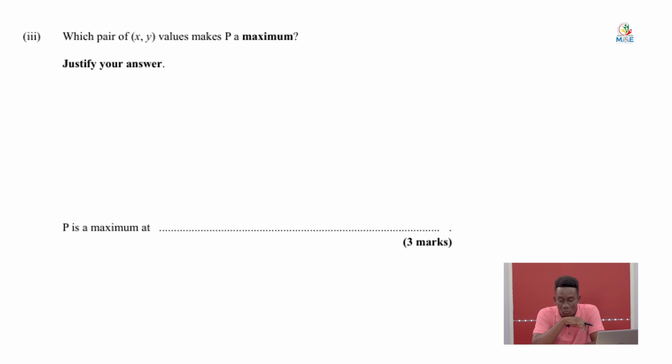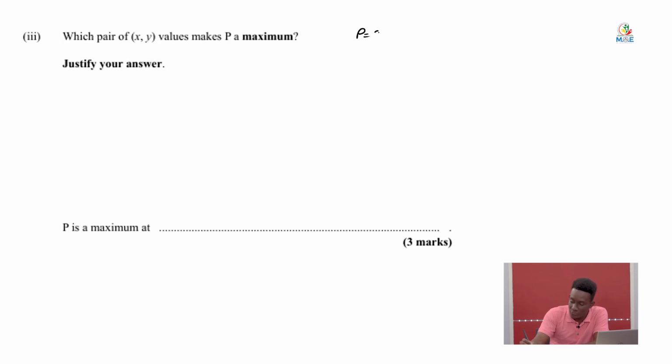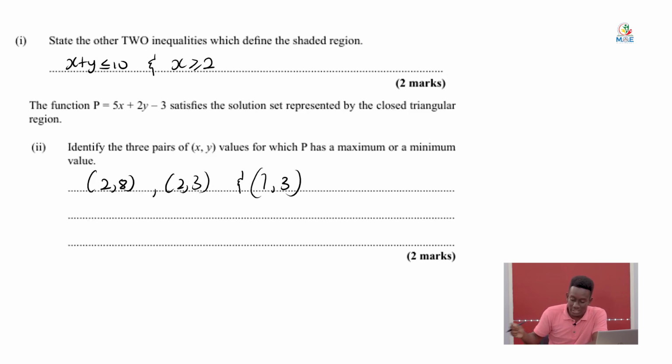So next part is, which pair of x and y values makes p a maximum? So they want us to justify the answer as well. They told us that p is equal to 5x plus 2y minus 3. So let me write that. P is equal to 5x plus 2y minus 3. And they want us to find which pair of coordinates will allow p to be the highest value. So we need to substitute all of those coordinates into this to find which one will result in the highest value for p.